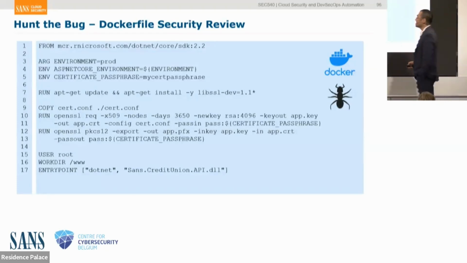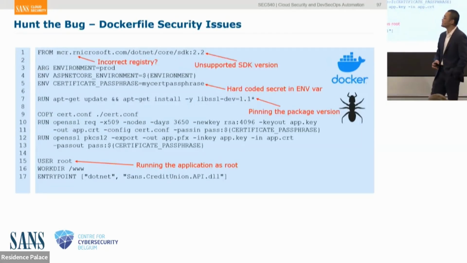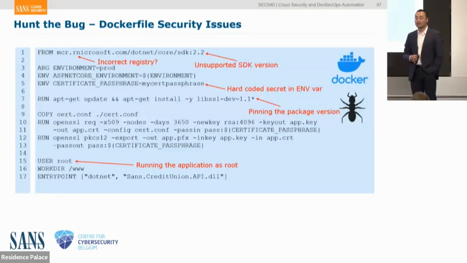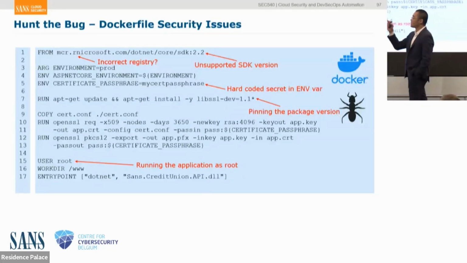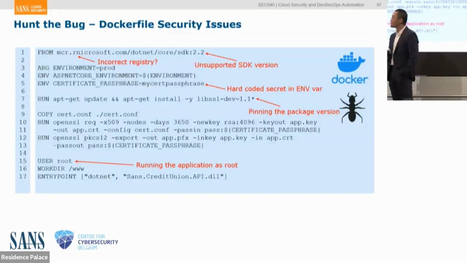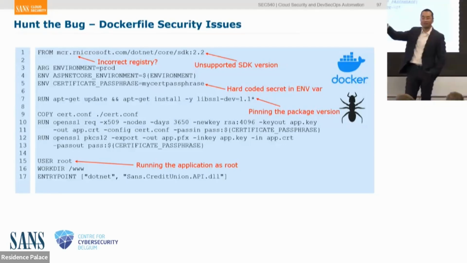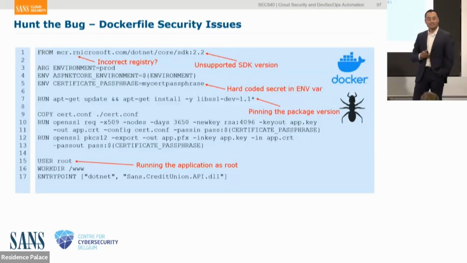Okay, same one. I think you guys got everything, if not even more. One thing we didn't mention is at the top, 2.2, the unsupported SDK version, an old version of Microsoft's .NET. We got the hard-coded password. We got the pinning of the package version, running as root. And I didn't highlight here the long certificate expiration. So that was a very good one. Very nicely done. Who needs Gen AI and who needs this automated pipeline when we've got all of you? You just did it right away.